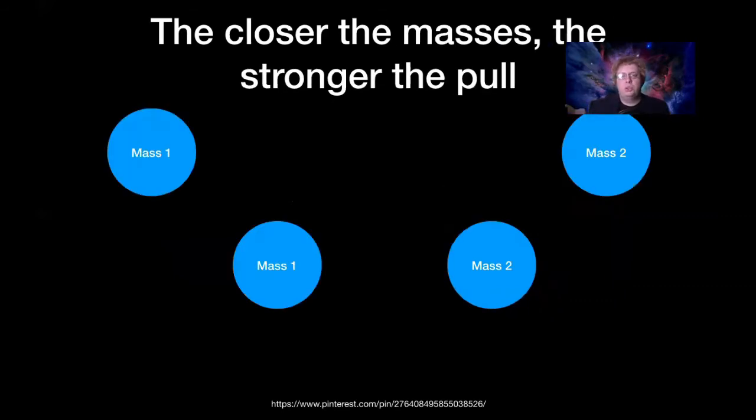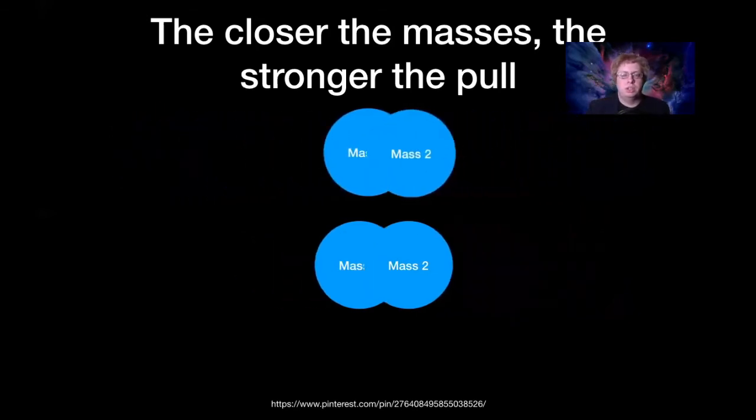The closer two masses are, the stronger the pull of gravity. Here I'm showing two masses that are the same, mass 1, mass 2, and mass 1, mass 2. But on the top, I've put them further apart from each other. At first, their pull is going to be weaker than the pull of these two. So they're not going to be pulled together as fast or as strongly as they would have been otherwise. And that's why it'll take longer for them to get to each other in this demonstration.